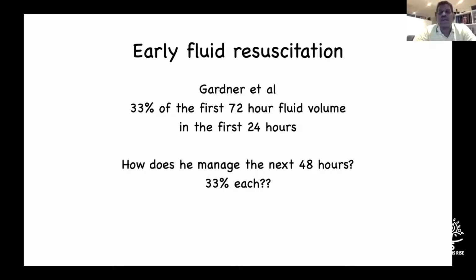So one of my early papers that I was very fond of was from Gardner. It was strange that he recommended that 33% of the first 72-hour fluid volume should be given in the first 24 hours. Now this 33% is one third of the fluid volume. I mean, there is no difference. He could have just said all the fluid must be divided equally over the first 72 hours. You calculate the volume and then divide it between 3 days.